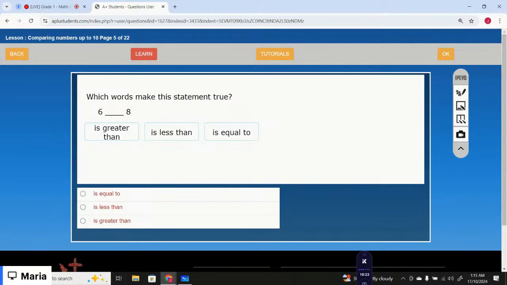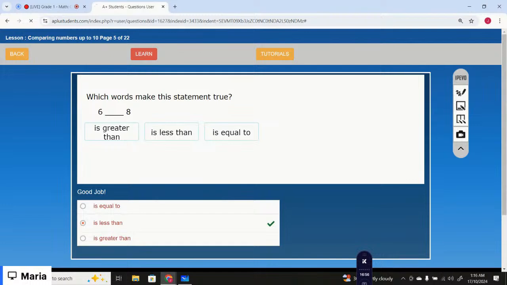Which words make the statement true? 6 and 8. Which is the correct option? That means when counting, 6 comes before 8, right? So that means 6 is less than 8, right? When counting, 6 comes before 8. So 6 is less than 8.